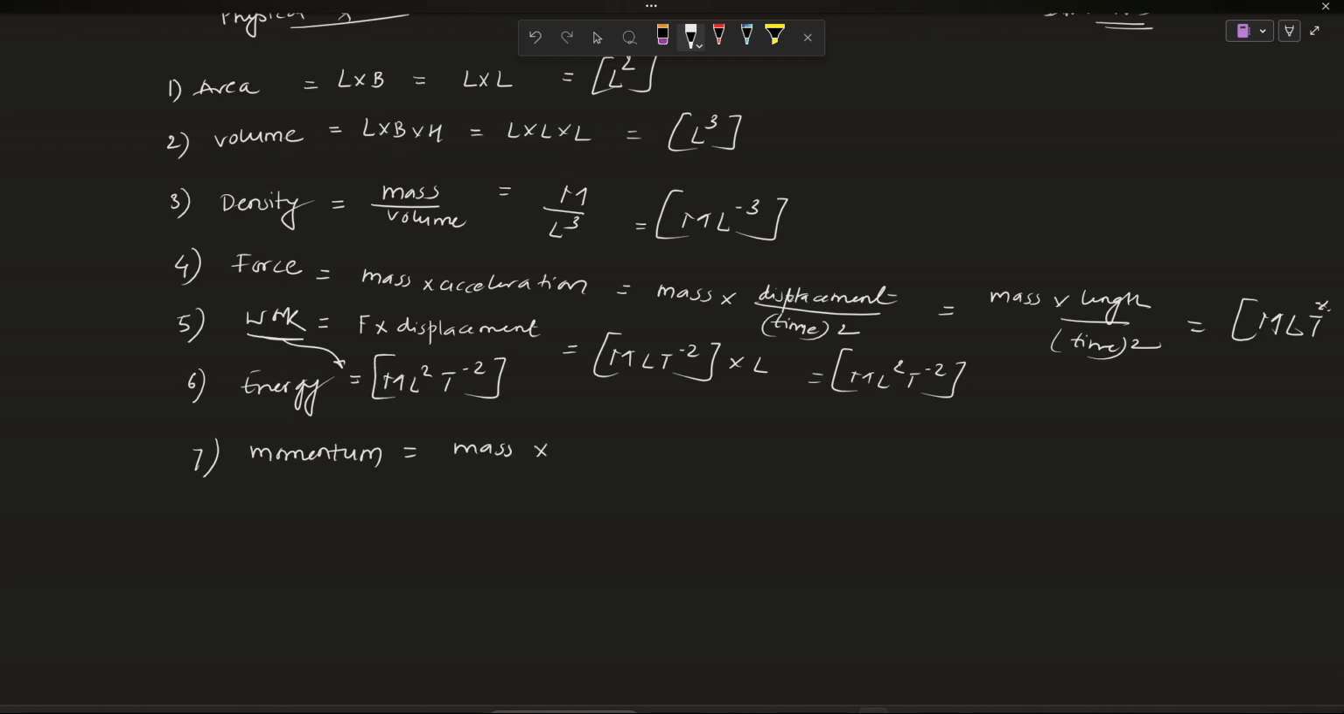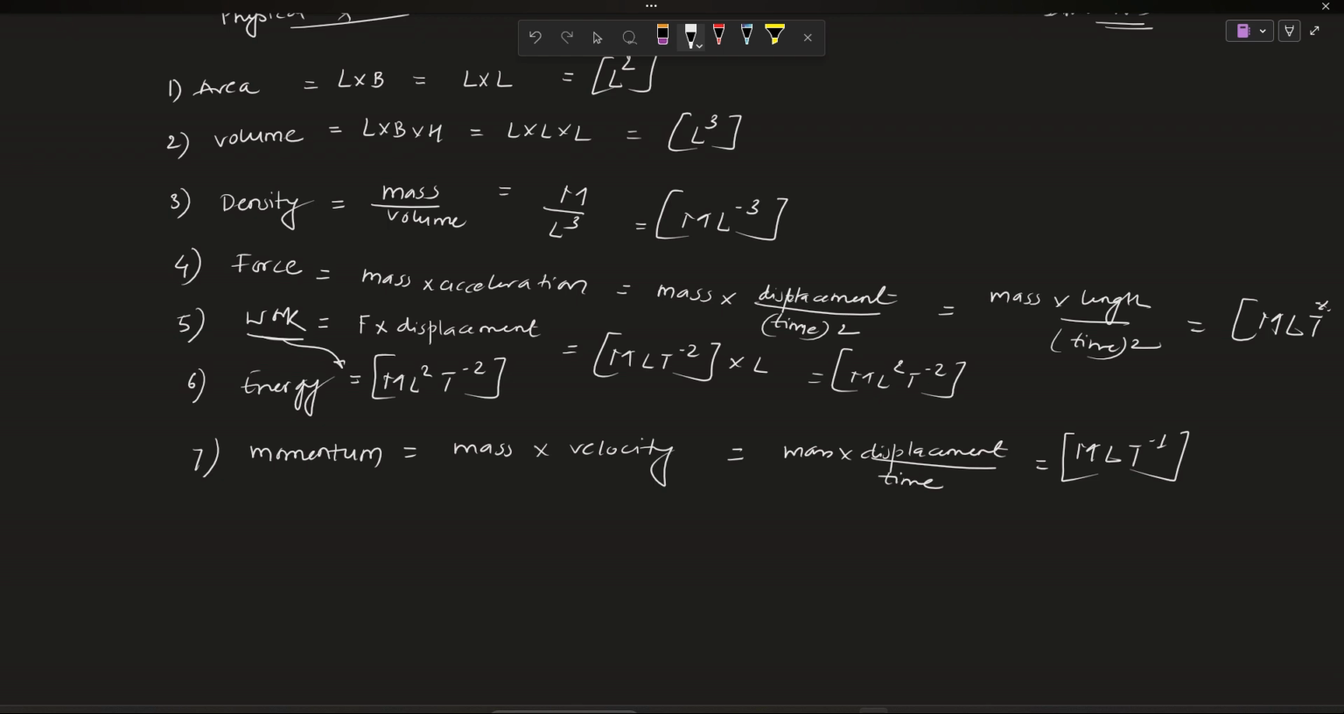Momentum is mass into velocity. Velocity is nothing but displacement by time, so mass into displacement by time. Displacement is nothing but a unit of length, so it becomes M L, and T is in the denominator, so T to the power minus 1. So this is the way we describe some of the fundamental quantities and the dimensions by which we describe them.